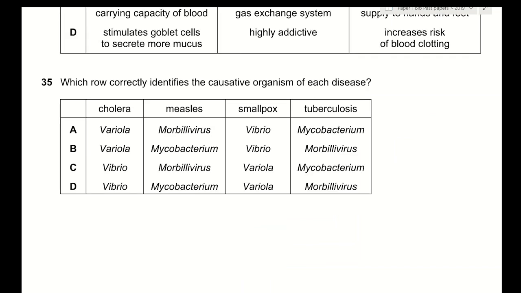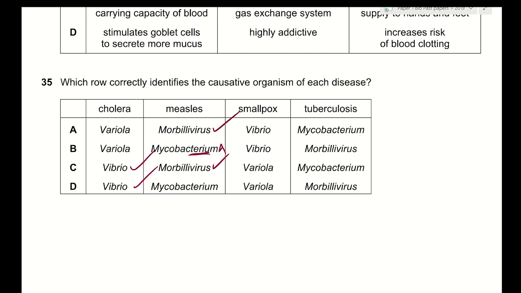Question number 35, which row correctly identifies the causative organism for each disease? Now for cholera, the causative organism is Vibrio cholerae, therefore this is correct. Mainly these only have to be memorized. Now for measles, measles has actually been removed from the syllabus starting from 2022 onwards, but measles is a virus and it's caused by morbillivirus. Mycobacterium is actually Mycobacterium tuberculosis and it causes tuberculosis. Therefore this is incorrect.